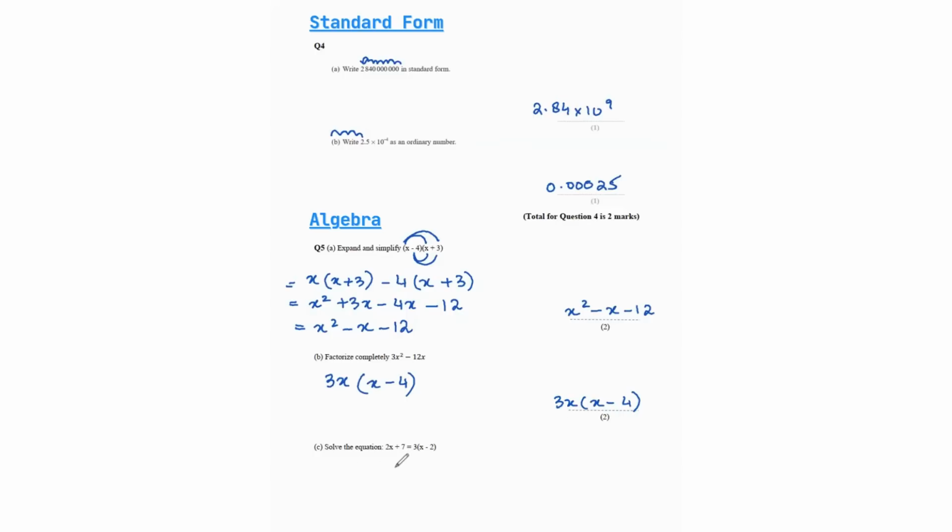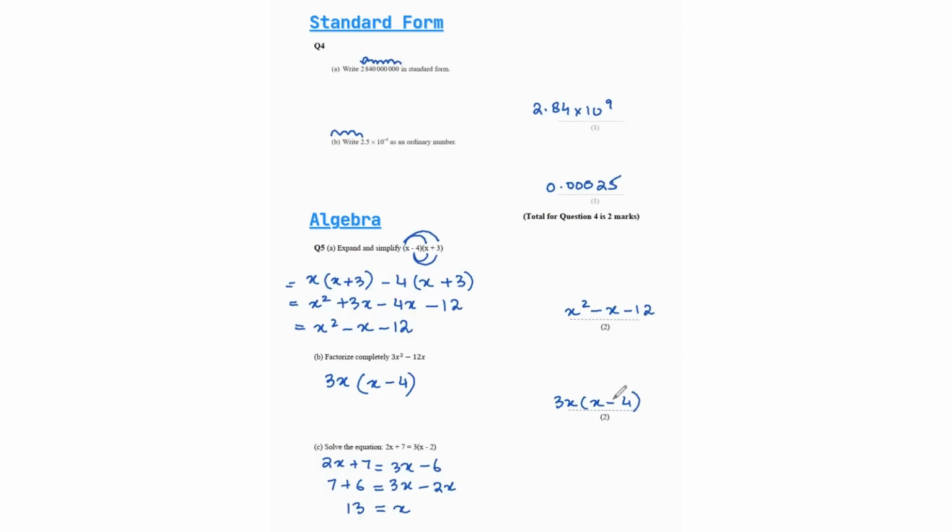Then it says solve the equation 2x plus 7 equals 3 times x minus 2. So we have a multi-step equation and they want us to find the value of x. Whenever they use the word solve, remember they're always asking us to find the value of x. So expand the bracket first. 2x plus 7 equals 3x minus 6. Collect the like terms on each side. So I'm going to bring the 6 to the left-hand side, which makes it positive 6. And when we take 2x to the other side, it becomes negative 2x. 13 equals x, and that is your answer.